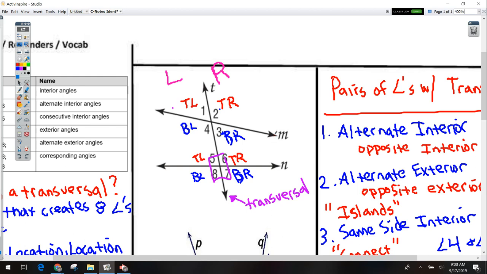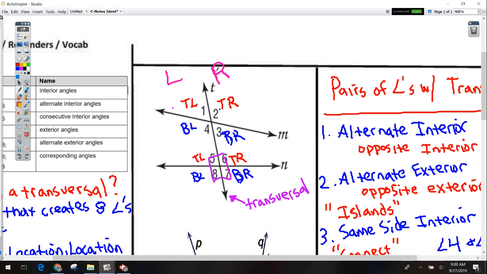If you notice that line M only intersects T, it only created 4. Line N intersected line T, it only created 5, 6, 7, 8. Again, 4. So only one line, and that's line T, had 2 intersections, our transversal, that created 8 angles.